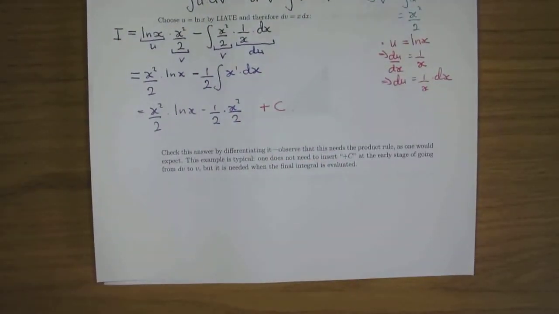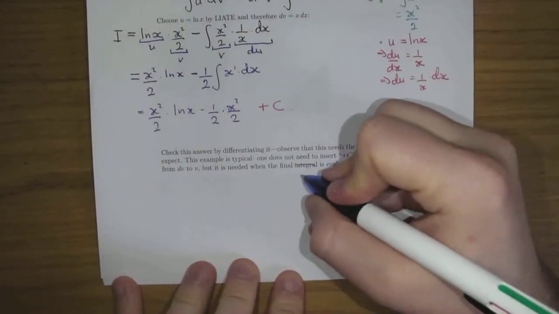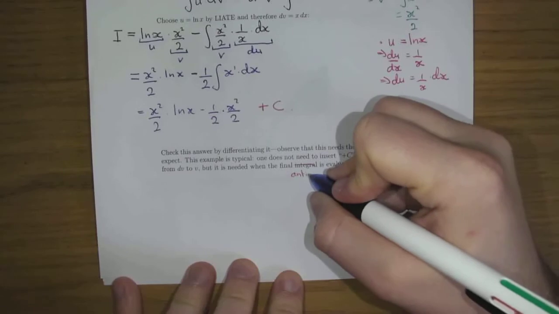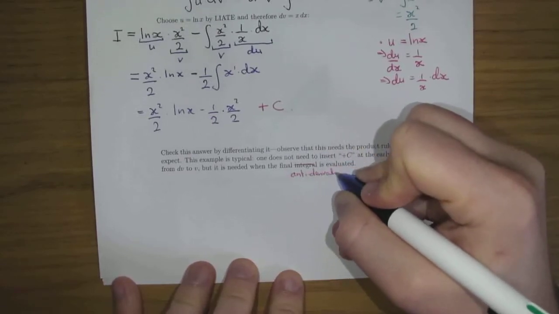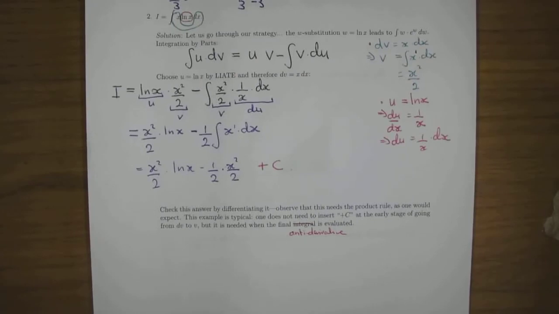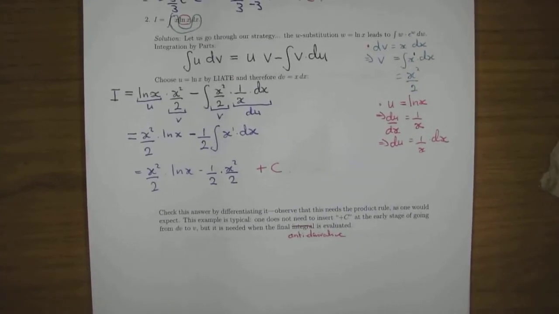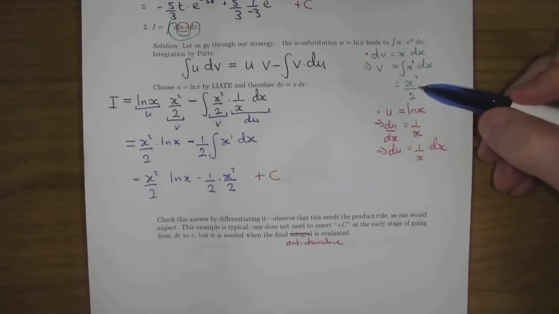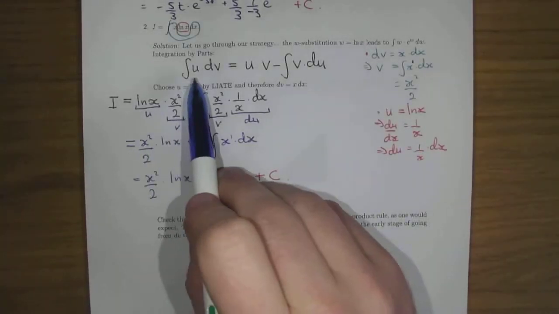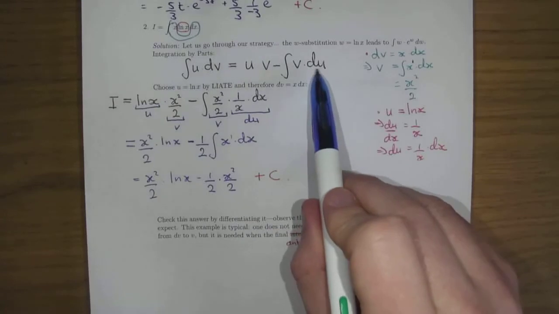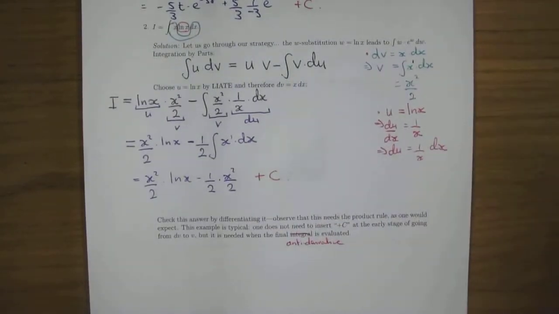You can check your answer by differentiating this. See, do you get x log x? It'll need the product rule, as we said. You don't need the plus c earlier on, but you need it at the end when the final antiderivative is calculated. I think what happens is if you include the c here, you get a u by c, and here you end up with a minus c by u, so there's no point putting it in till the end. I think that's the answer to the question.